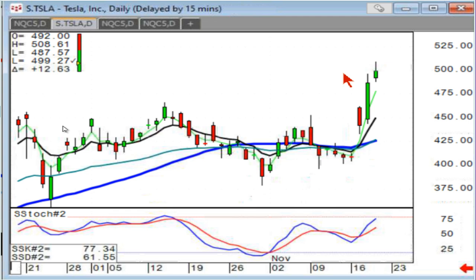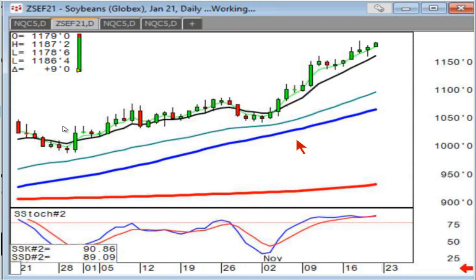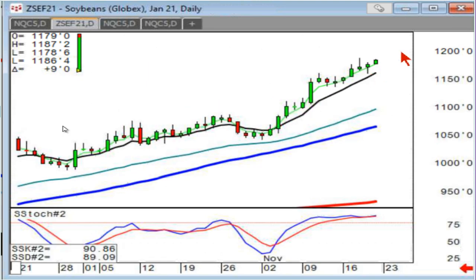Soybeans, which one? I don't know how to get soy oil, but soybeans are still continuing to trade higher. Look at your little J-hook pattern. You just stay long until you see a sell signal.